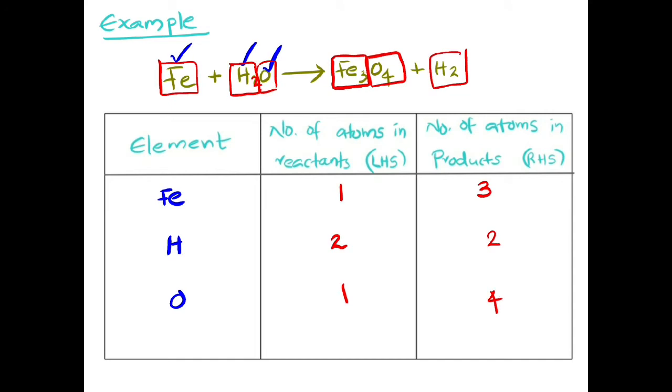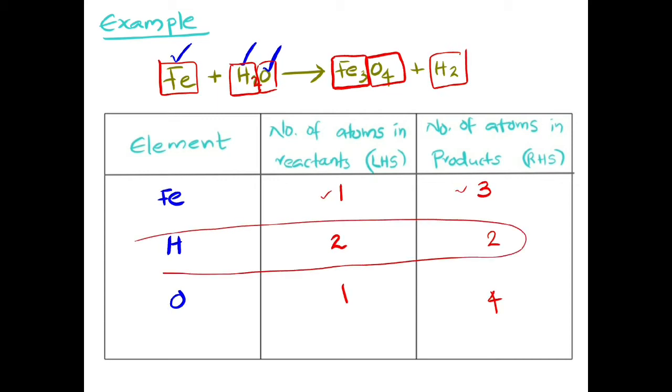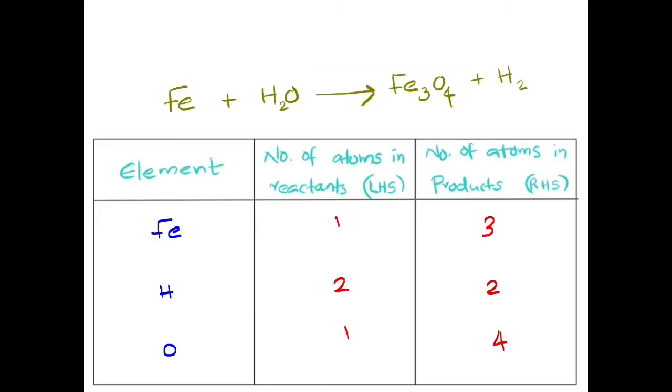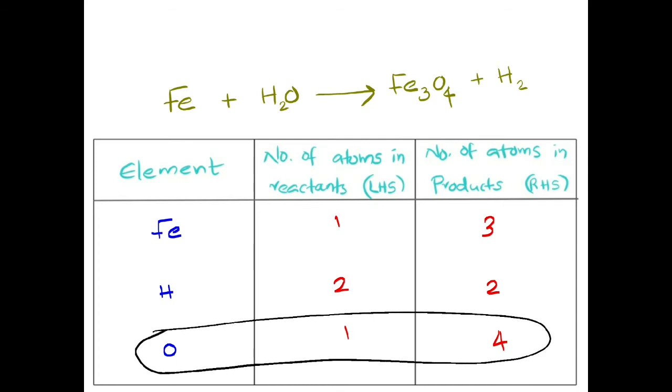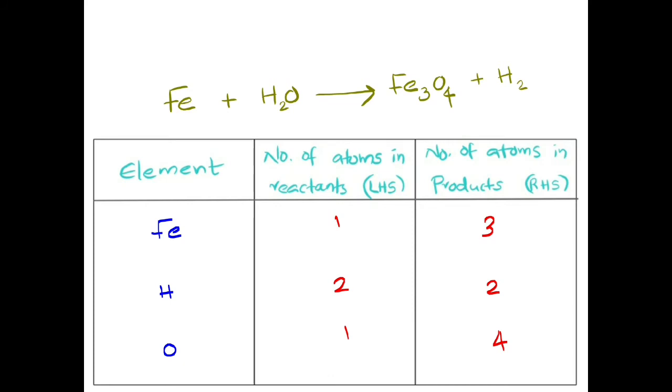If you look here, the number of atoms in reactants and products is different: 1 and 3. But H is balanced here. In the oxygen case, it's 1 and 4. To start balancing this equation, it is convenient to start by selecting the element which has the maximum number of atoms. If you look here, we can say that oxygen has the maximum number of atoms. So we will be selecting oxygen first in order to balance.